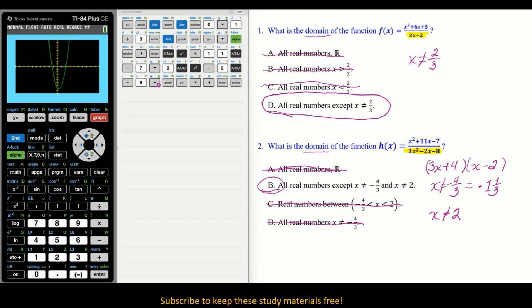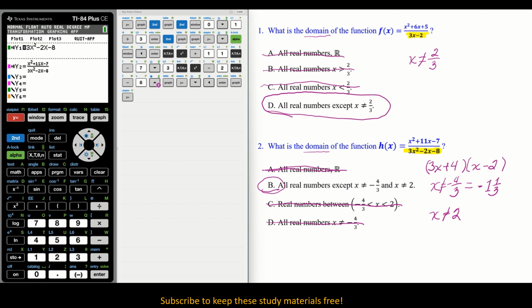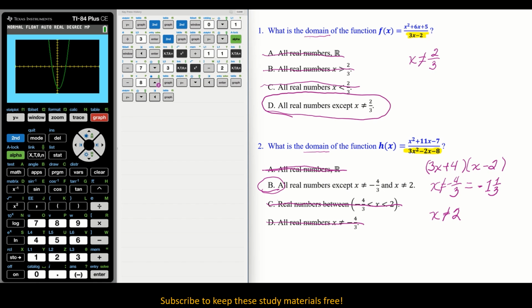Really quick, let's go back to our calculator. And there's our graph of our quadratic that is our denominator. But let's go back to our y equals. And let's go down and turn on where I have put in the actual polynomials that we're working with to create our h of x, our actual function. Okay, so let's graph this.